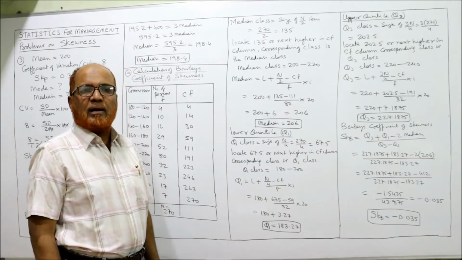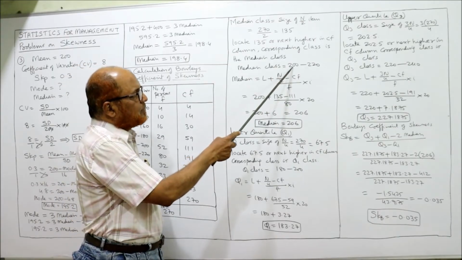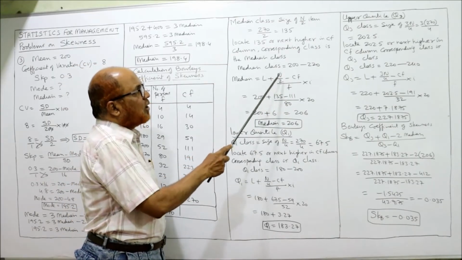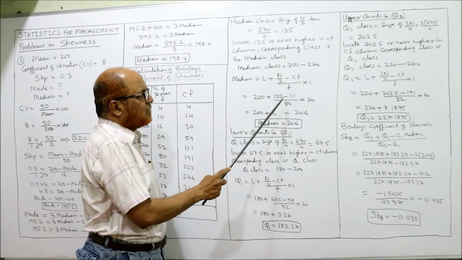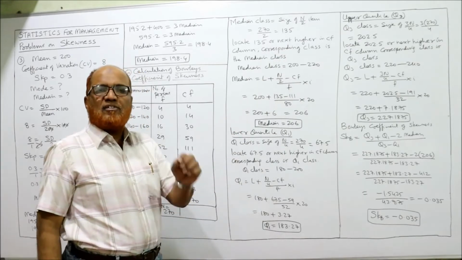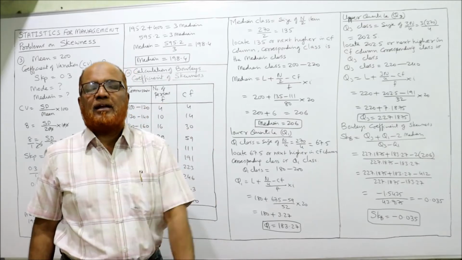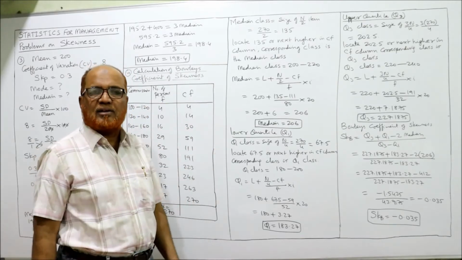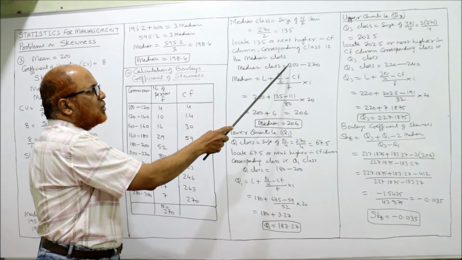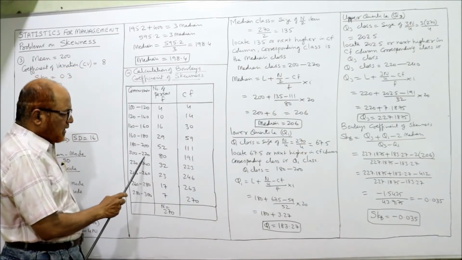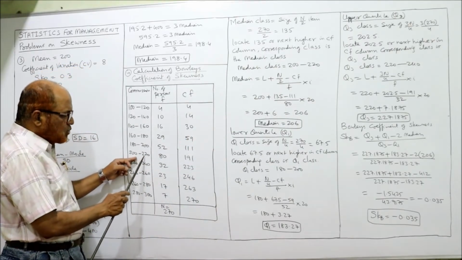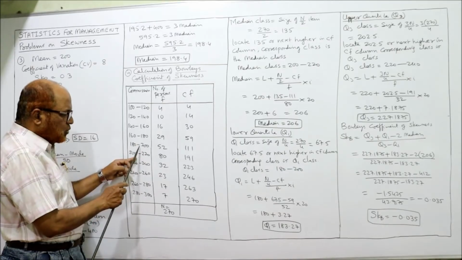L stands for lower limit. What is the lower limit here? 200. N by 2, already we have calculated n by 2, 135. CF means cumulative frequency of the class preceding the median class, before the median class. The median class is 200 to 220. Before this 200 to 220, we have 180 to 200.